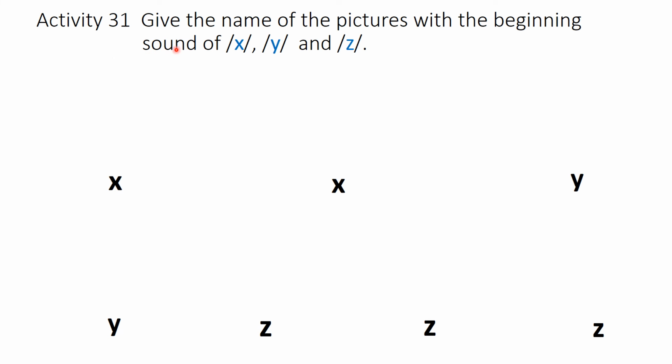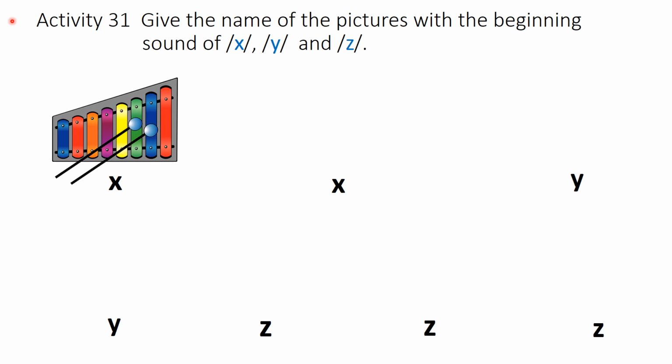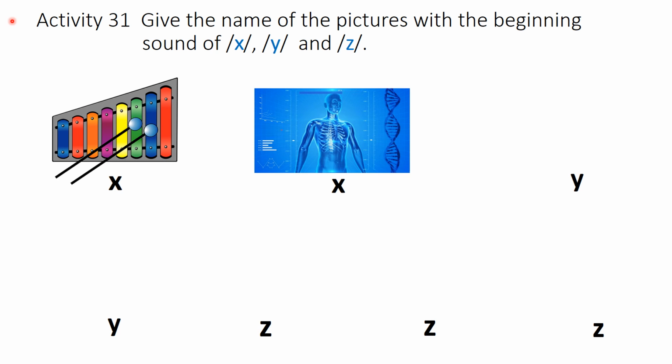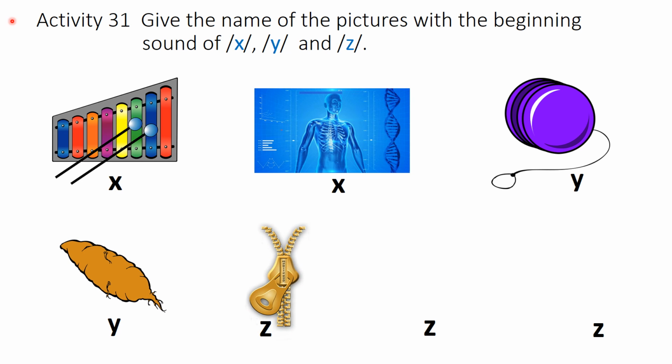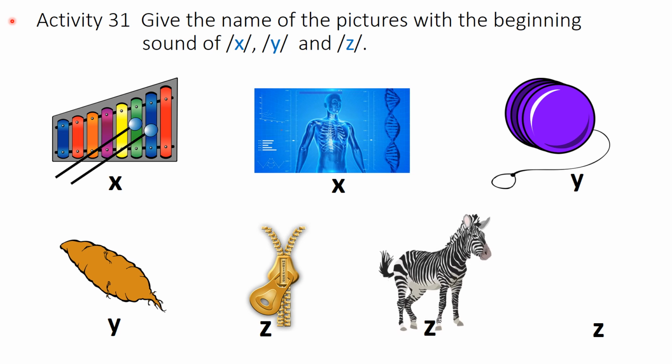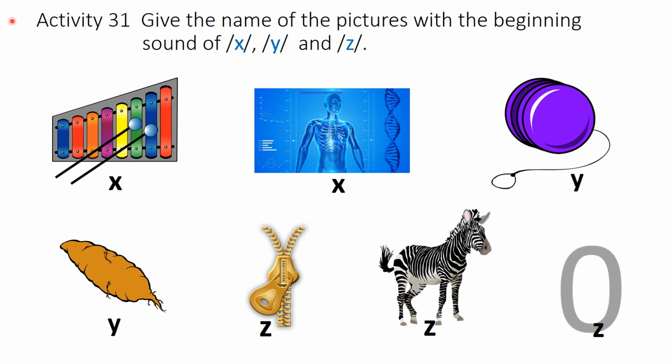Let's do this activity. Give the name of the pictures with the beginning sound of X, Y, and Z. Ready? Begin. X, xylophone. X, X-ray. Y, yo-yo. Y, yam. Z, zipper. Z, zebra. Z, zero.